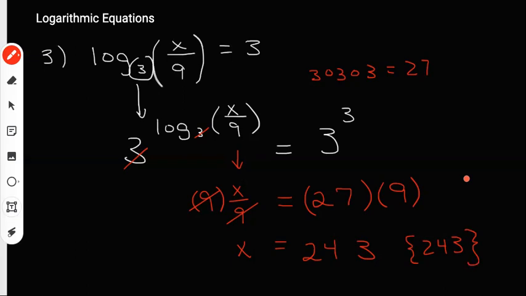Okay, but let's say we want to check that answer. What do we do? Well, we start off with the original equation, right? What was our original equation? Well, it was log base 3 of x over 9 is equal to 3. So this is the original equation that we started off with.